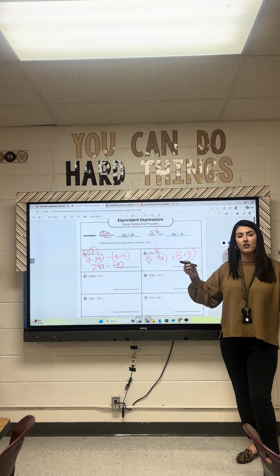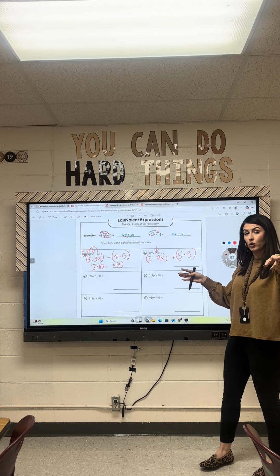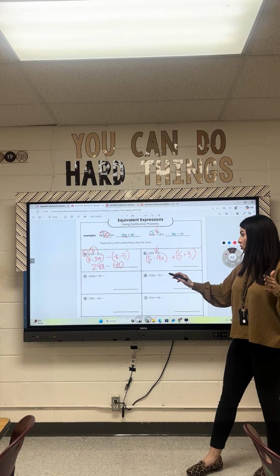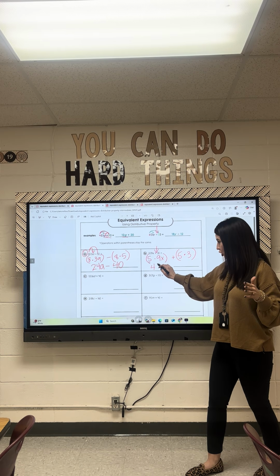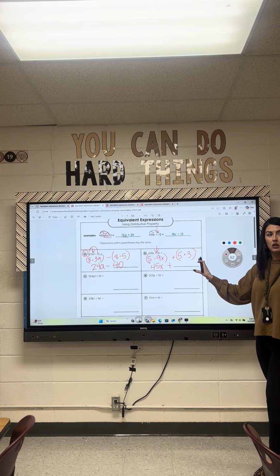Can I simplify this further? Can I go further with this? Yes. Avery, what can I do here? Multiply 5 times 9x and you'll get 45x. Good. 45x plus what? 15.